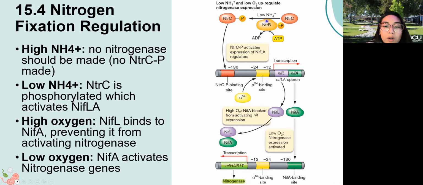Okay, and by the way, don't worry about NTRB. NTRB's only function was to phosphorylate this guy, so that's fine. All right, so that is how it's all regulated. And so again, bacteria want to only turn on the nitrogenase gene if there is low NH4 and also low O2, right? If there was high O2, then it still doesn't turn it on. And if there was high NH4, then obviously it doesn't turn it on either. Okay.